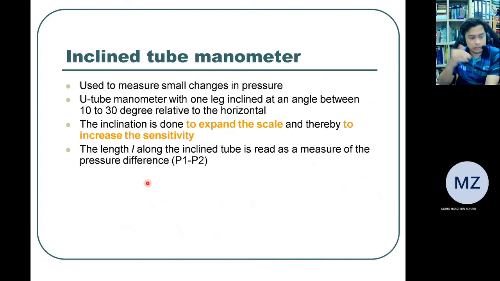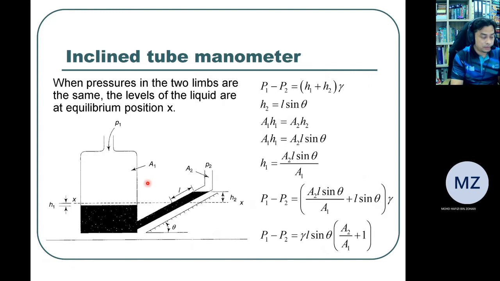The inclined tube manometer is used to measure small change in pressure. It will give a very huge measurement to the output. In other words, this inclined tube manometer tries to increase the sensitivity of the measurement. A small increase in delta P, the pressure difference, will show a large increase in terms of the output. All right, so we look at the construction of the manometer. So we have, of course, two limbs.